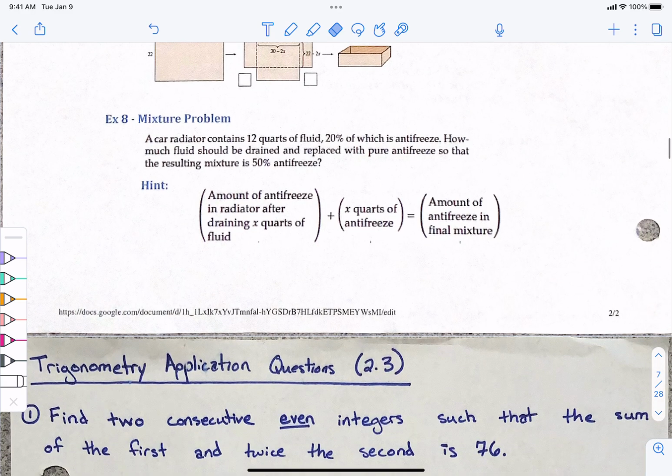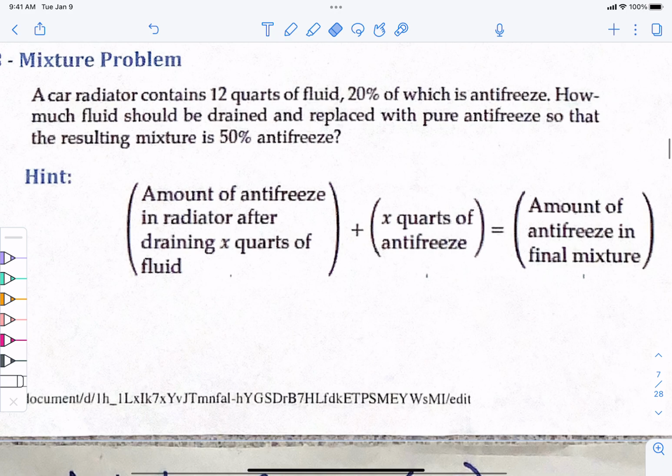All right. Let's skip down to problem 8. Last one, and we'll be done. A car radiator contains 12 quarts of fluid. That is the max, the total: 12 quarts of fluid, 20% of which are antifreeze. How much fluid should be drained out and replaced with pure antifreeze, which would be 100% antifreeze, so that the resulting mixture is 50% antifreeze?